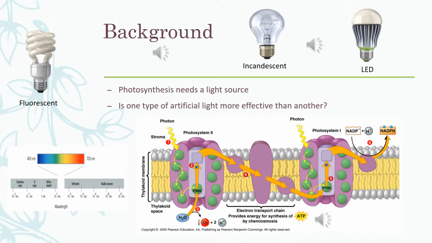Robert Hill used an artificial electron acceptor in his experiments in the absence of CO2. The artificial electron acceptor that was used for my experiment is DPIP. As DPIP accepts electrons, it becomes lighter in color, changing from a deep blue to clear.